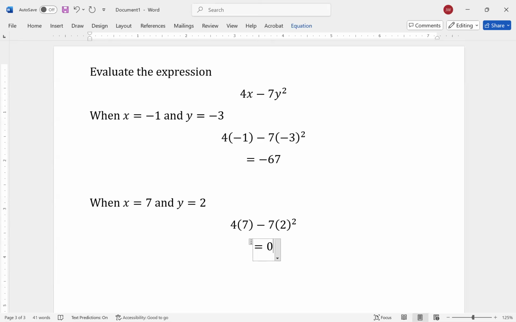And 0 is perfectly fine. That's an answer that we can get. That's a real number. That's a whole number. That's an integer. So it's perfectly fine answer to get.